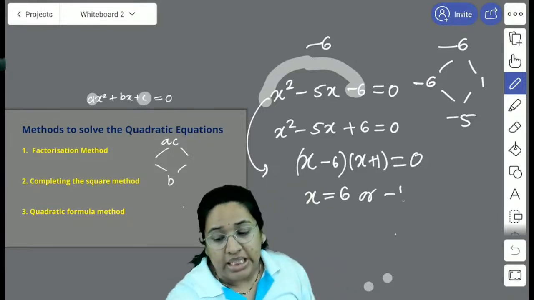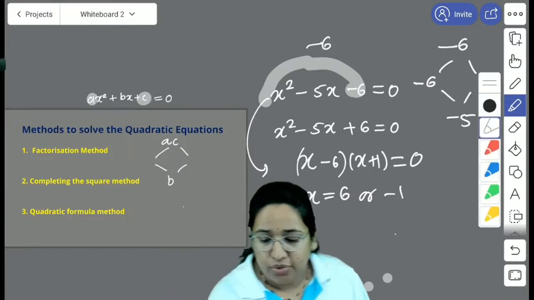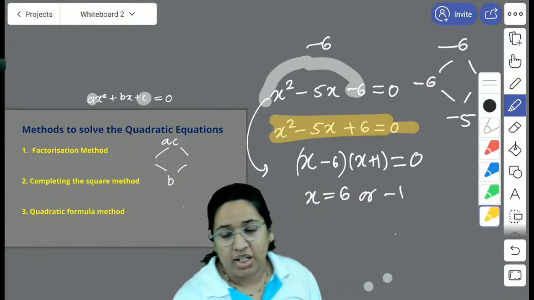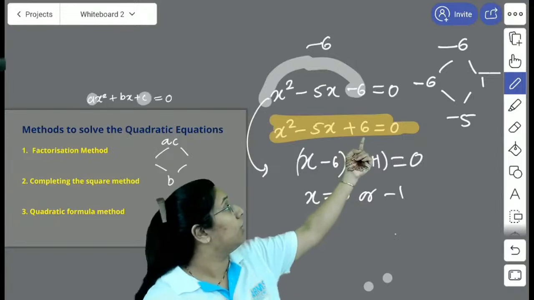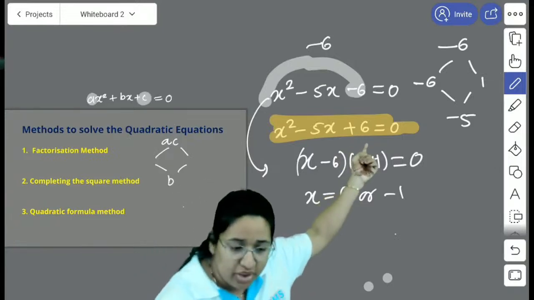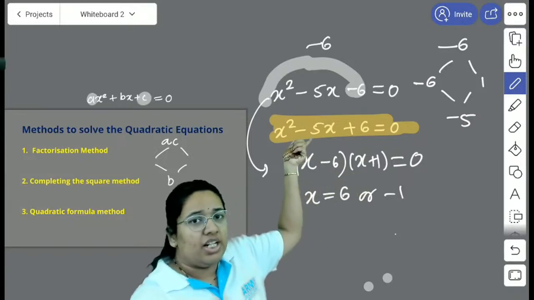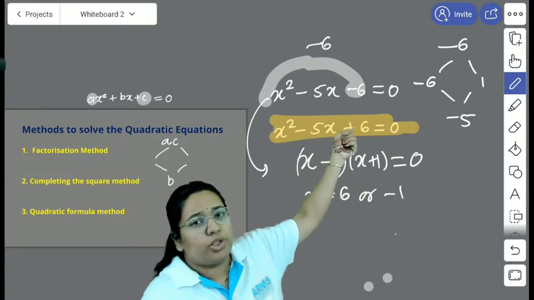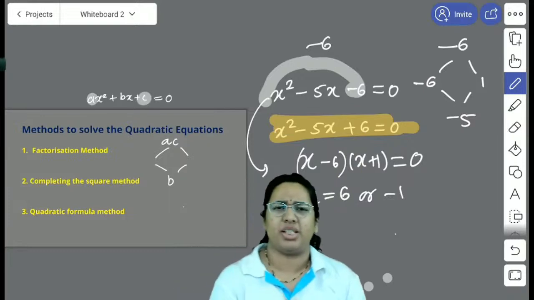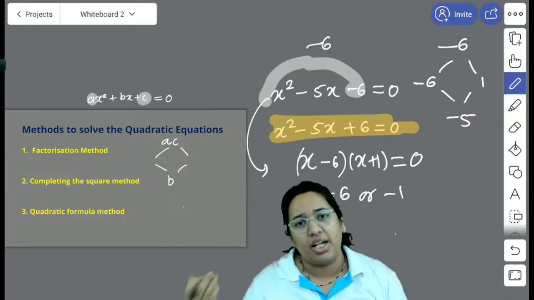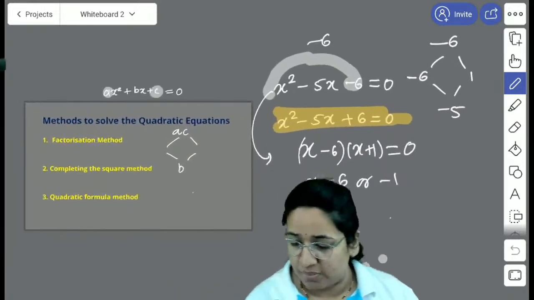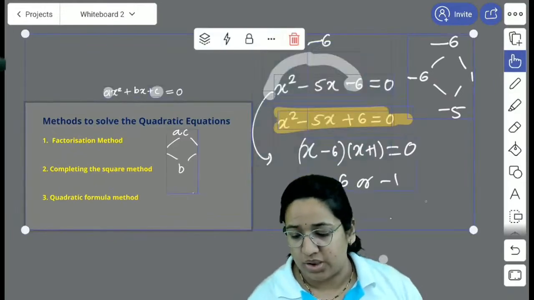Up to this step, similarly, you can check for the second equation. Now we have to check what the factors of the product will be which give us addition as minus 5 and whose product should be plus 6. So obviously you can say that minus 3 and minus 2 will be such numbers. I hope you are getting this one. Okay.